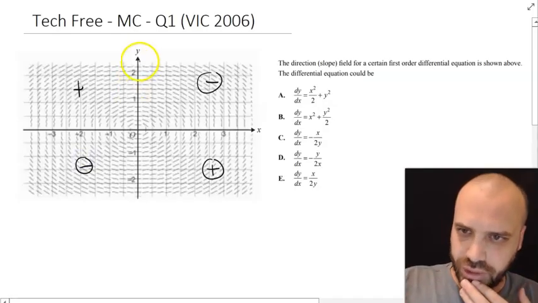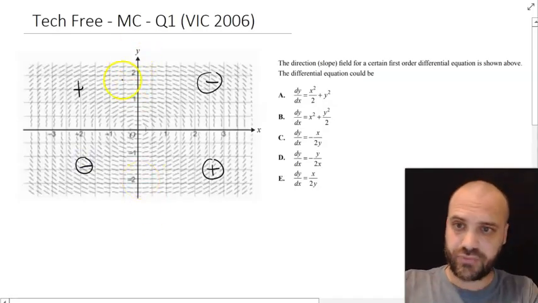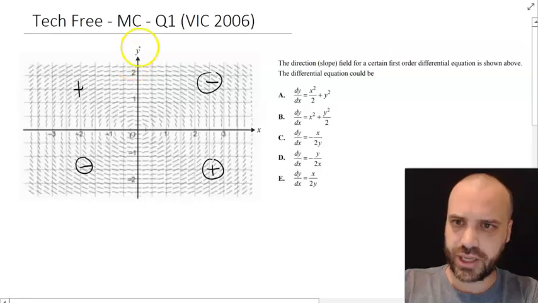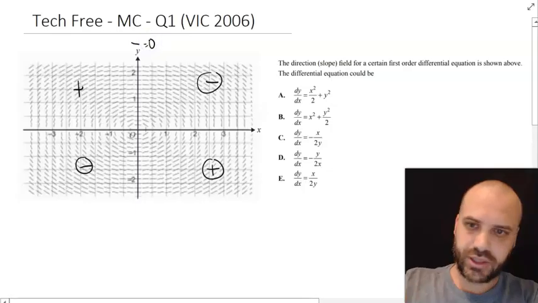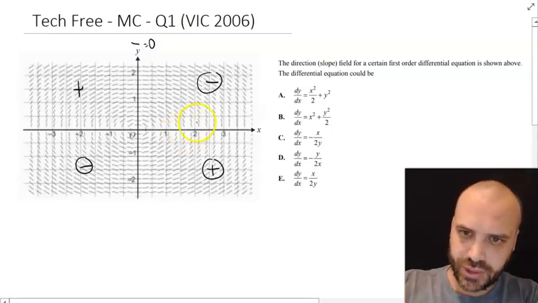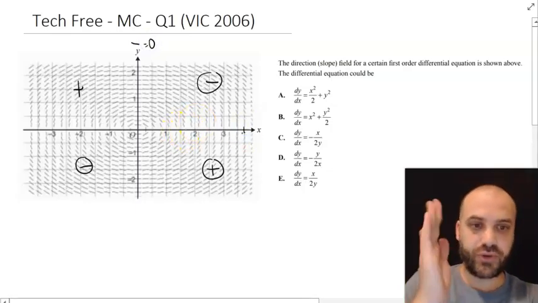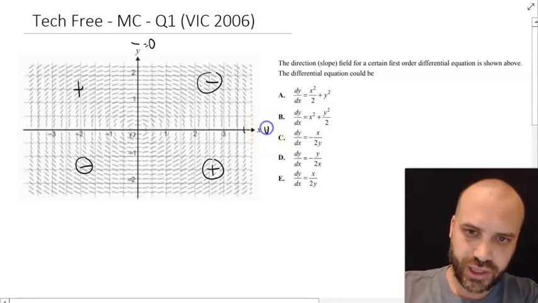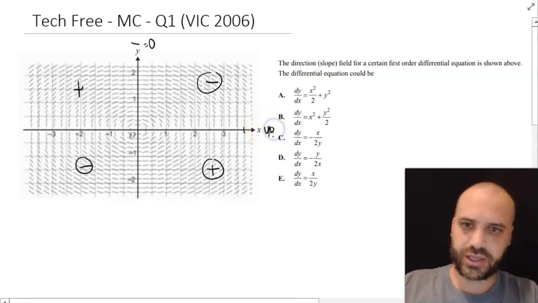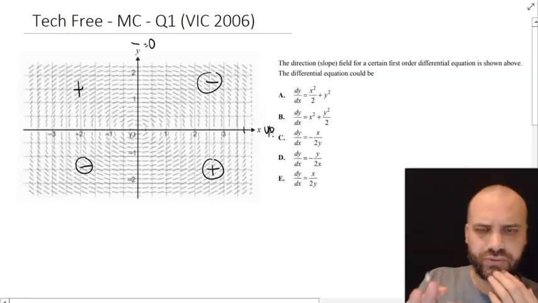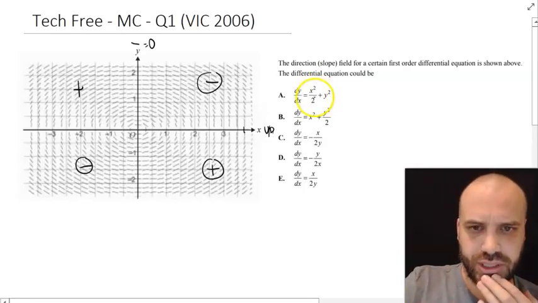If we also look along our y-axis, that's interesting information. Every gradient along the y-axis is equal to a flat line, which is a 0 gradient. And every one of these ones here are vertical lines, which is an undefined gradient. Okay, so now that I've got all of that information, let's look at these questions here.